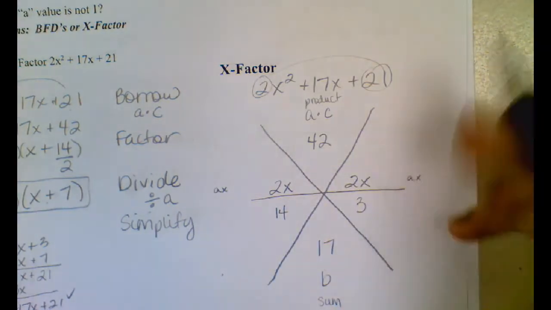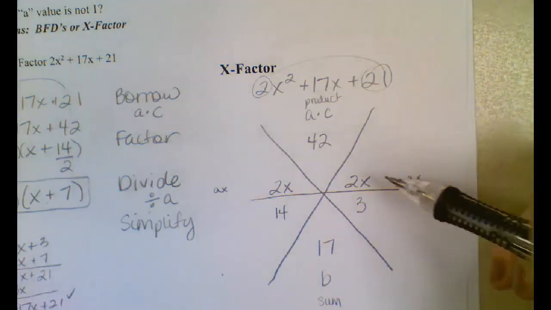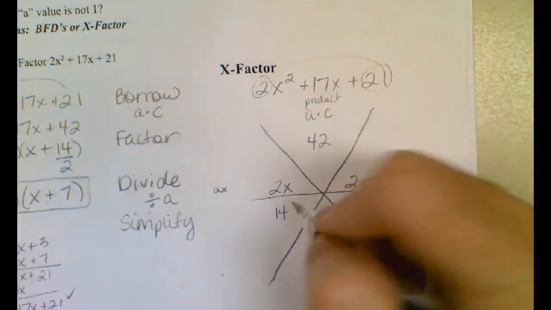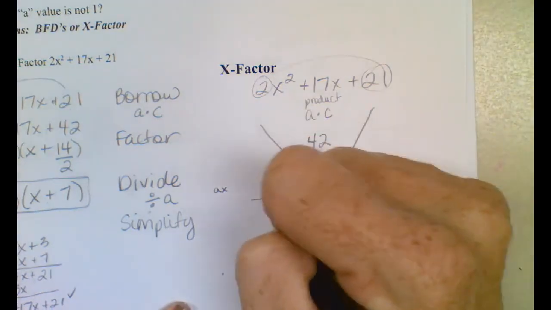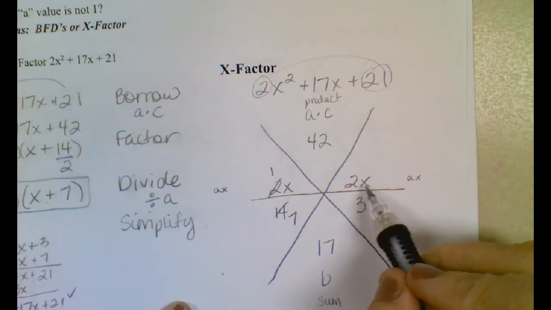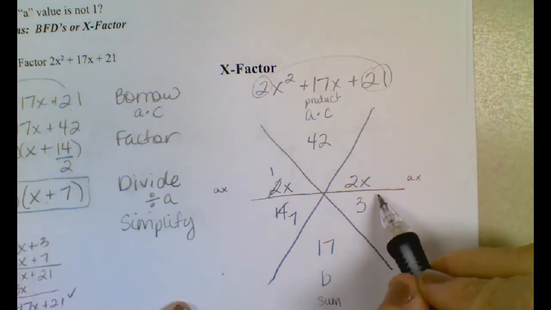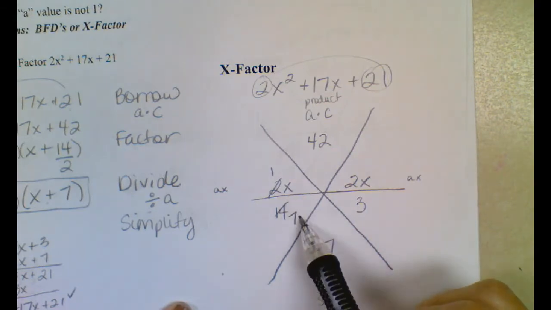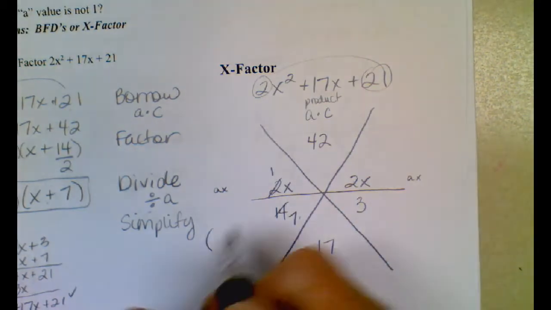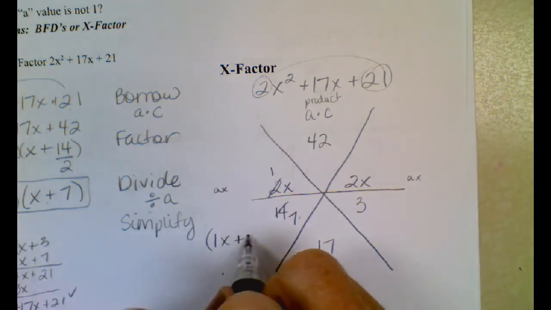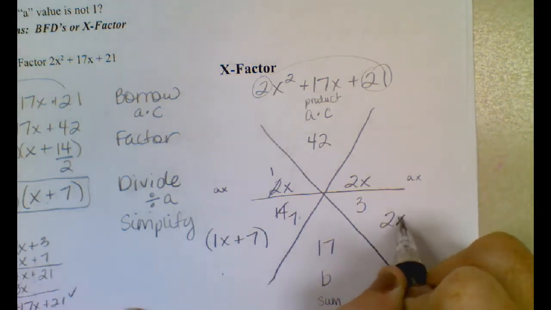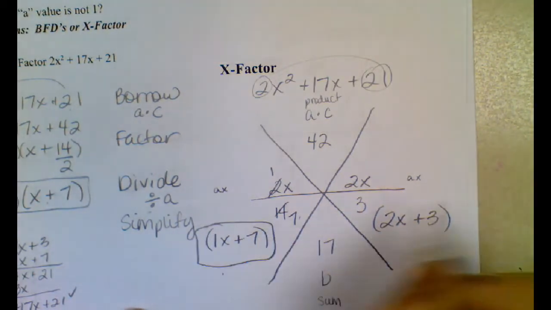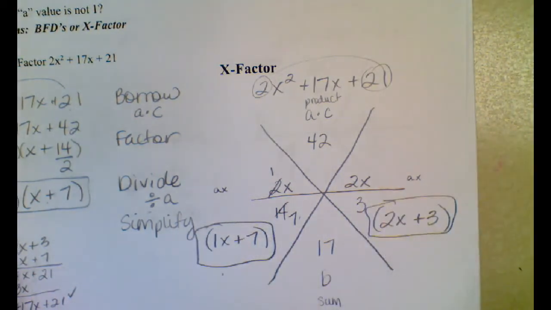Now at this point, you need to simplify. Now if you simplify to a 1, you need to keep that 1 in there. So this would simplify to 1 over 7. This one doesn't simplify, we're going to keep it just as is. Now what happens is your numerator becomes the front of your binomial, the denominator the back. So this is 1x plus 7, and this one is 2x plus 3, which happen to be the same terms that I got over here.